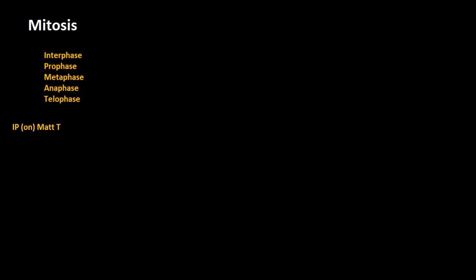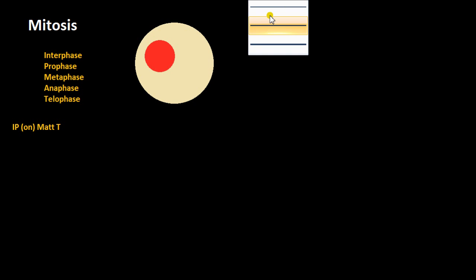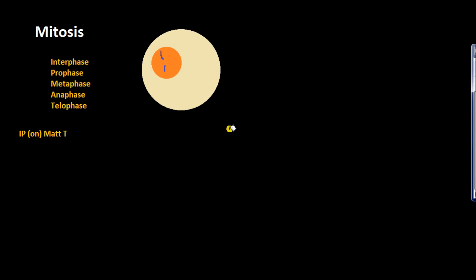But first, as I've said, it happens in cells, so we need a cell to look at here. So there's a cell, and more specifically, we need to look at the nucleus of a cell, because it all happens in the chromosomes. That's pretty much what mitosis is focused on, chromosomes. So let me just draw this out here.